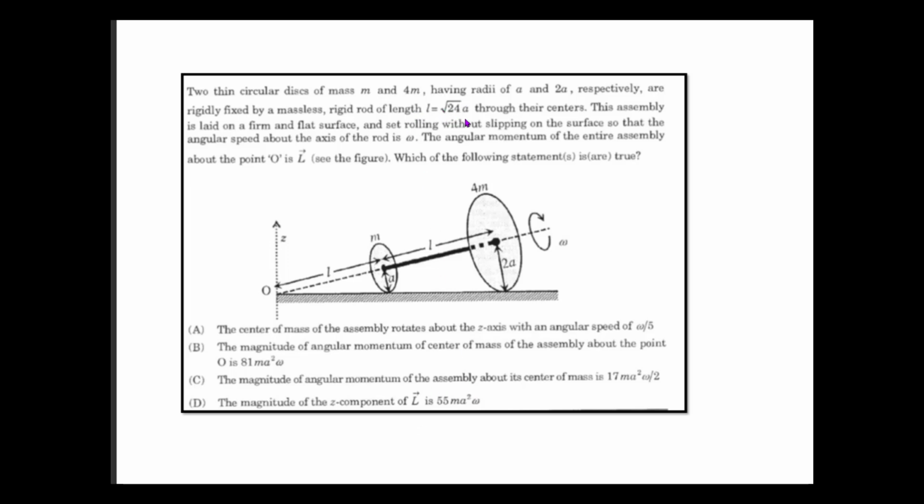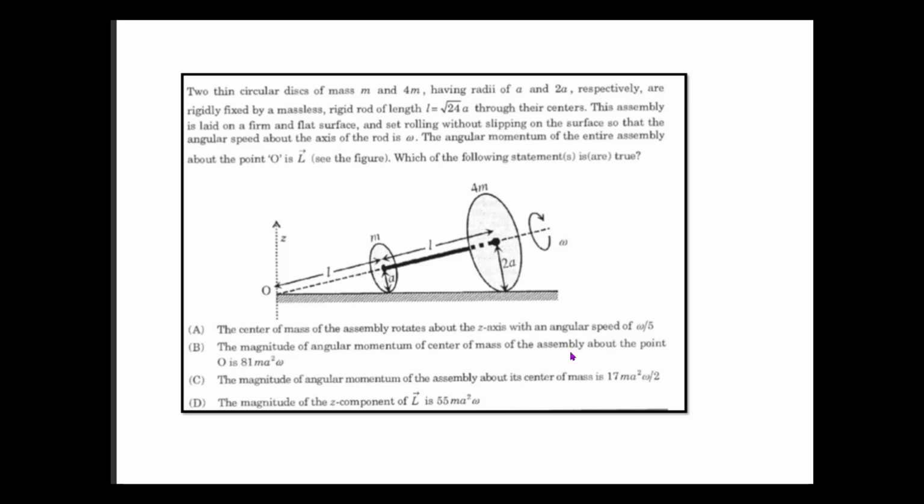In the first two videos we have already solved A and B, and we found that A is correct. That means the orbital motion, when this assembly starts spinning, it will also start moving around the z axis, and the angular speed of the orbital motion will be omega by 5. That we have already proved.